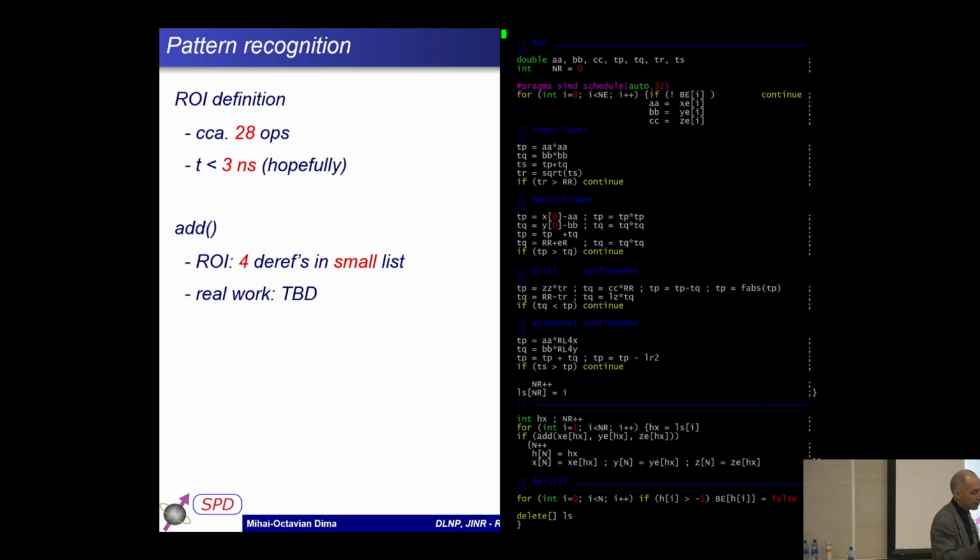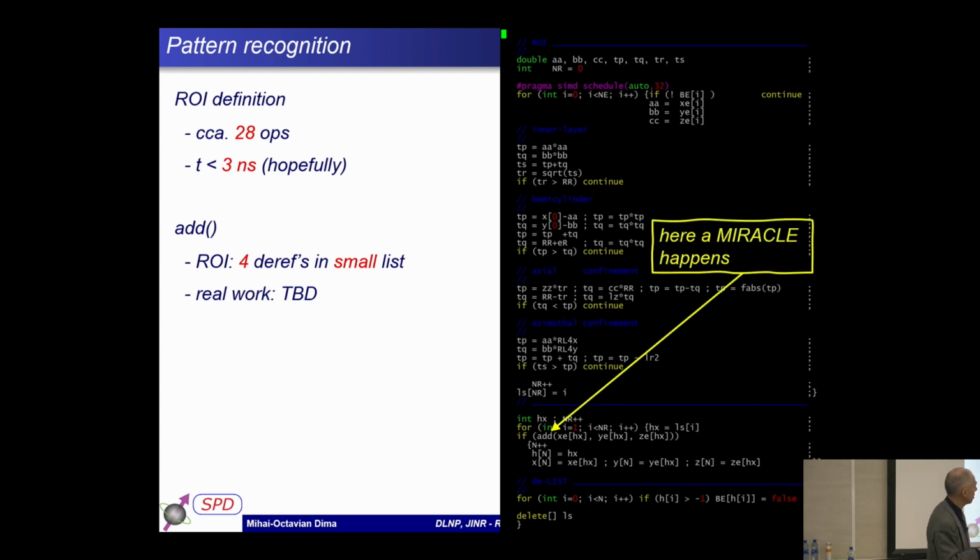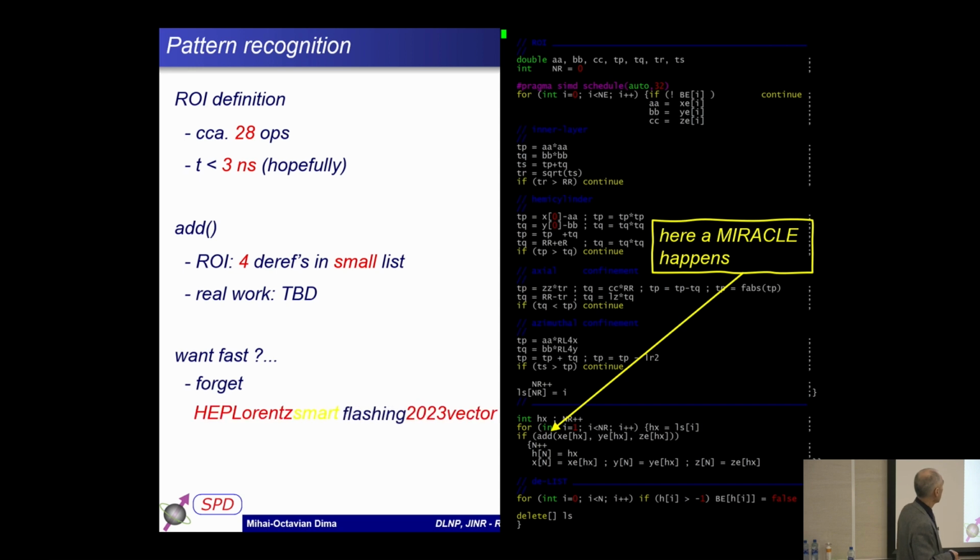Then when you loop over the list itself, you just have 4 dereferences in this small list. And you have a routine that keeps adding points to the set of points of the track that you are trying to fit. Okay, and of course, remember, if you want fast, forget all these fancy constructs and stick to C++.